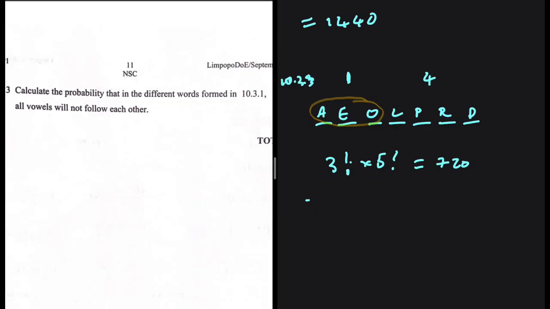So now we have the vowels moving as one, and we have 4 consonants. The vowels can be in between 2 consonants. There is no problem as long as the vowels are close to each other. So there are 5 factorial ways the consonants and the 3 vowels that need to be next to each other can be arranged. This is equal to 720. So the probability of the vowels not being close to each other will be 1 minus the probability of the vowels following each other. This will be 720 divided by our sample space, which is 7 factorial.